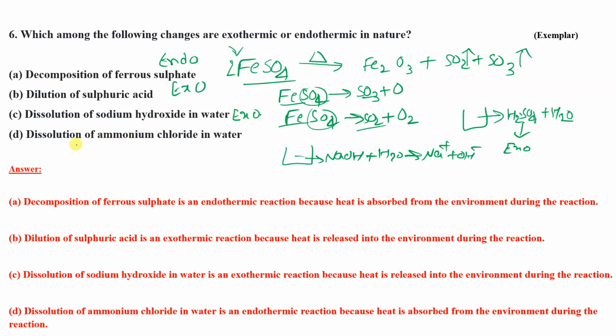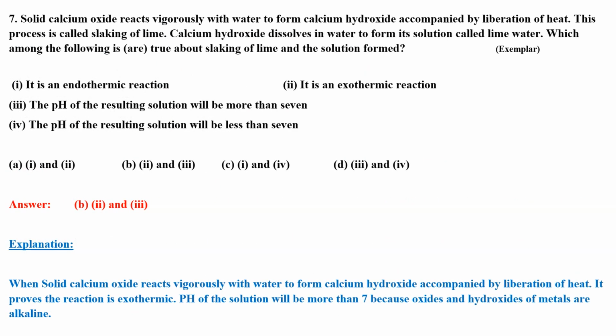Okay. Dissolution of ammonium chloride in water. Ammonium chloride formula is NH4Cl. When it is dissolving in water, it has to break into NH4+ and Cl-. It absorbs heat from the surroundings, breaks into ions and mixes with water. So it is an endothermic reaction. Okay, I hope this answer is clear to you. Let's go to the next question.